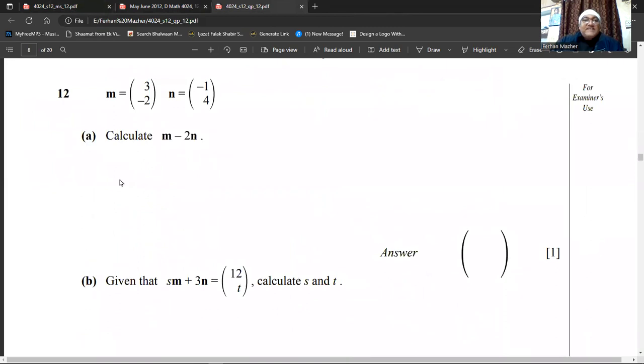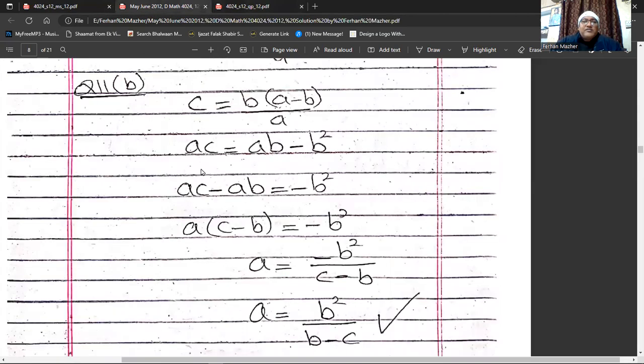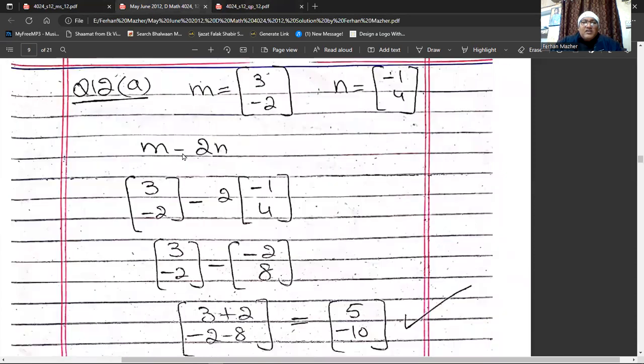Question number 12. He says M is equal to the column vector 3, -2, and N is equal to the column vector -1, 4. Part A is M minus 2N. They want us to just do this very simple, straightforward question. Okay, so M minus 2N.